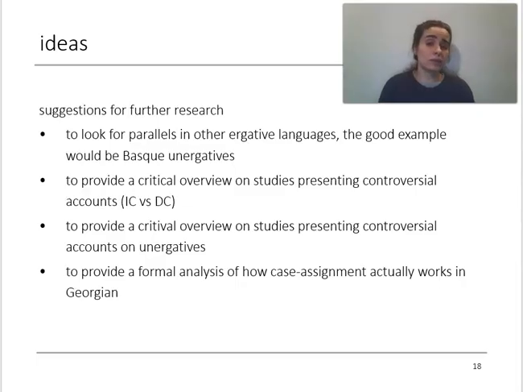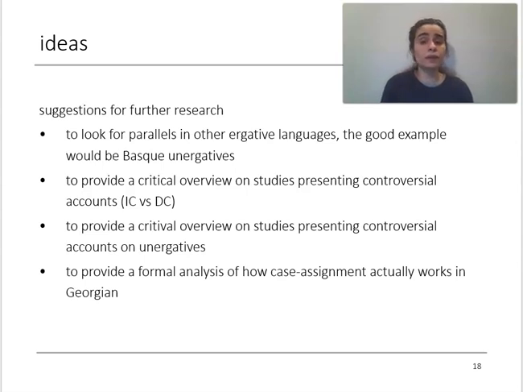Then the other possibility is to provide a critical overview of studies presenting these controversial accounts, based on inherent case theory and dependent case theory, and of course to provide a critical overview of studies presenting controversial accounts on unergatives. What do unergatives do in the structure? It can be that unergatives have an implicit argument, but this argument is reflexive. It can be that this argument is cognate. It can be that this argument is a quantifier, as I claim.